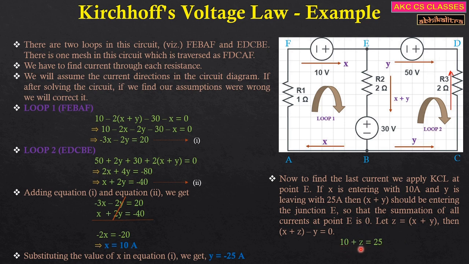These two are entering the junction, so they are positive in nature, and this one is leaving the junction. So the amount of current entering the junction is equal to the amount of current leaving the junction. If we solve, z will be equal to 15 ampere, which is positive with respect to the currents. So the current direction has to be changed. Instead of going from E to B, we'll now go from B to E, right? So now it is B to E, and the current value is 15 ampere.